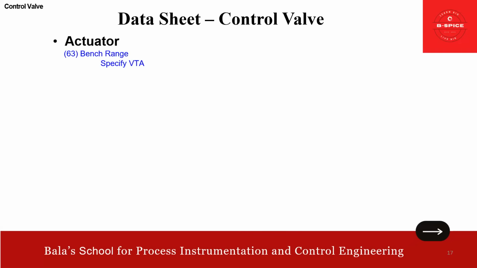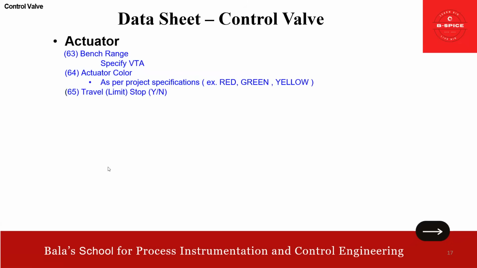Then a few more on the actuator. Bench range, you specify as VTA, vendor to advise. Then actuator color. So this is based on the project specification. For example, fail close red, fail open green, or fail lost yellow. Of course, it depends. Then travel limit stop. So if there is a travel limit stop requirement, you just put yes. It is also in line with the project specification. For example, some vendors or some requirements will only allow a maximum of 90% or 85%. So in that case, we put that travel limit stop.